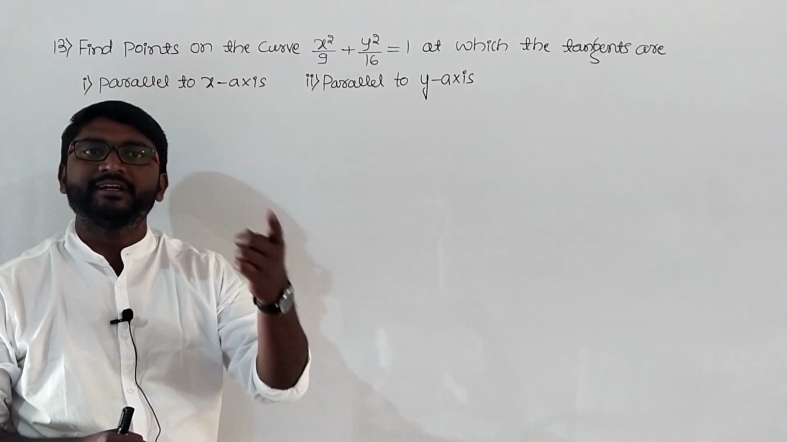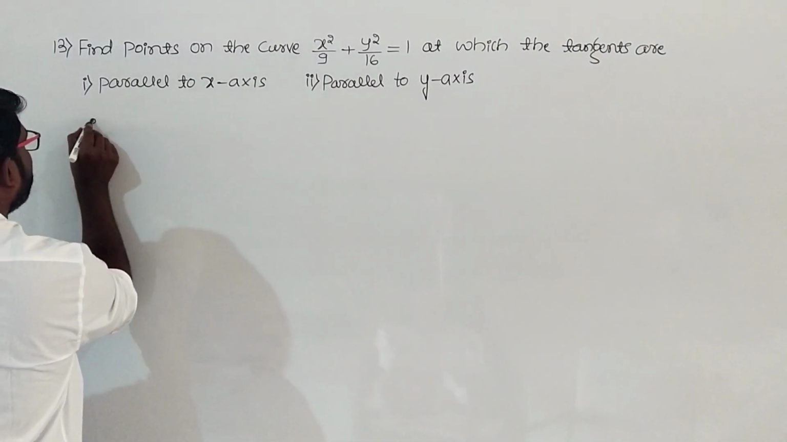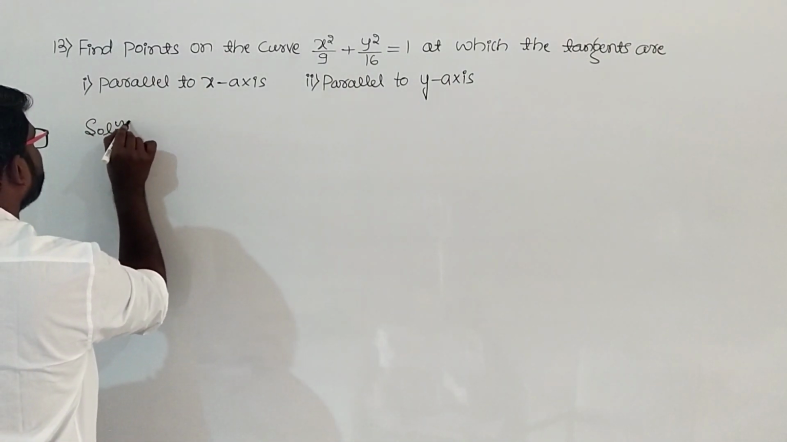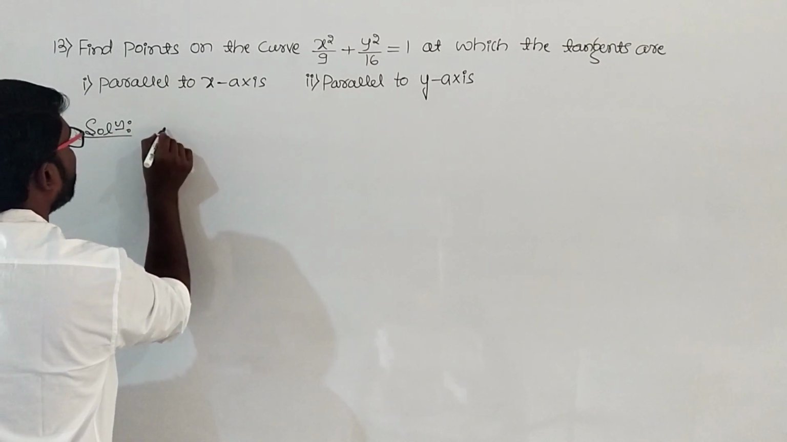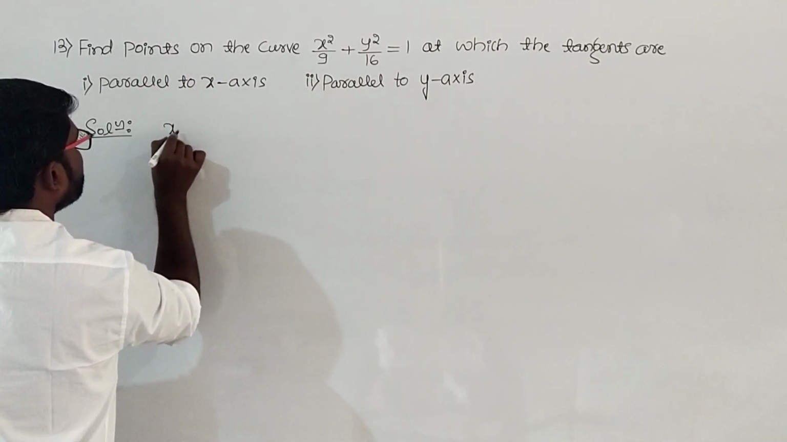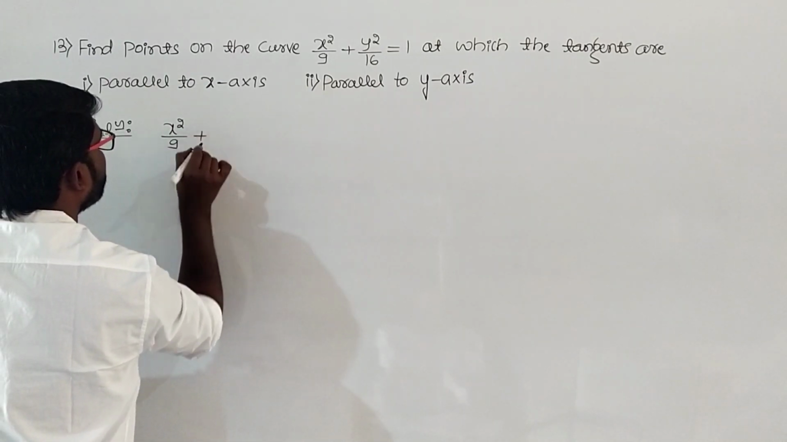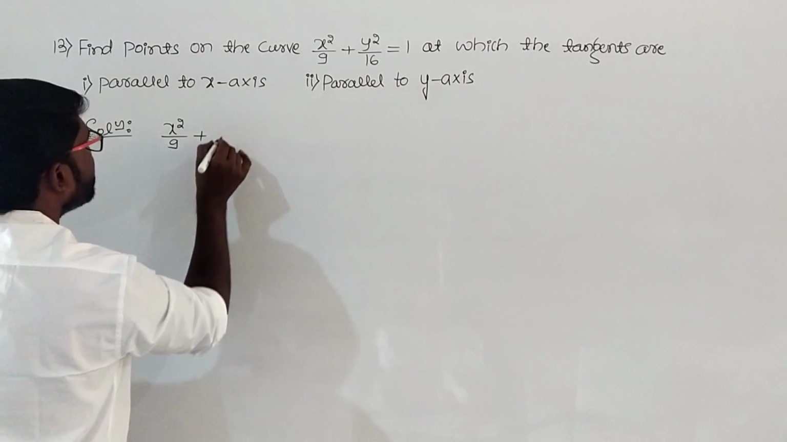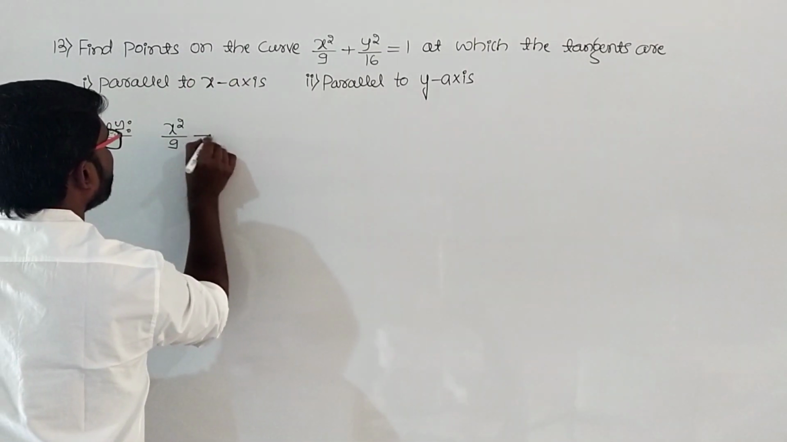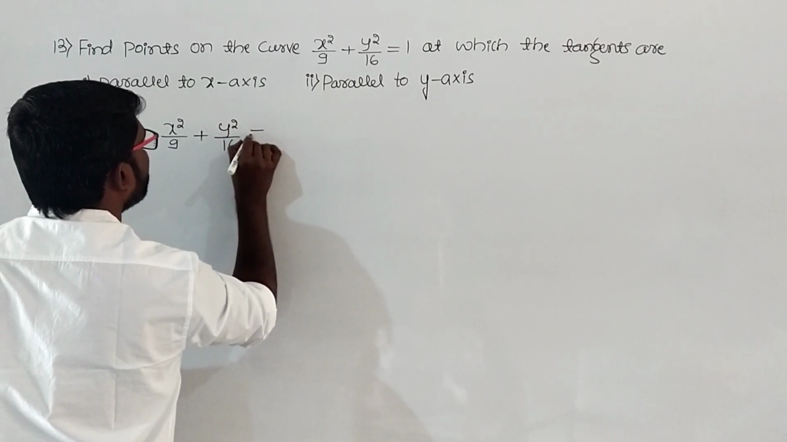How do you write infinity? It is 1 by 0. So let us take up the given curve and we will go for case 1. So now he has given x square by 9 plus y square by 16, which is equal to 1.